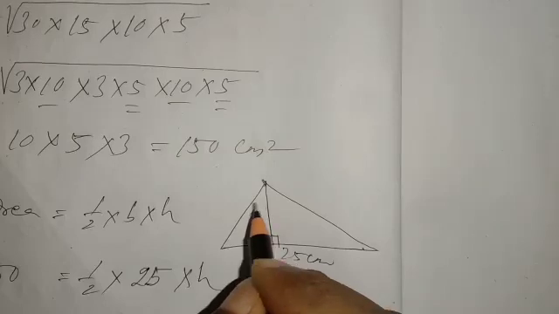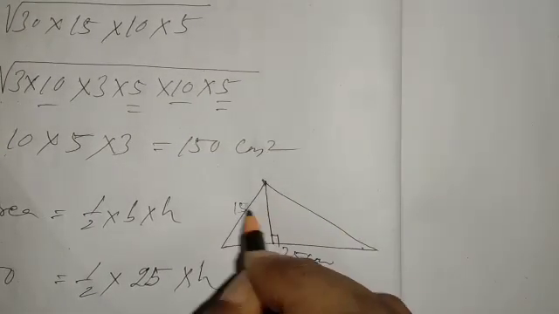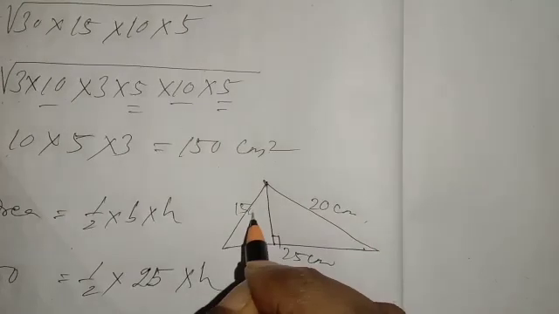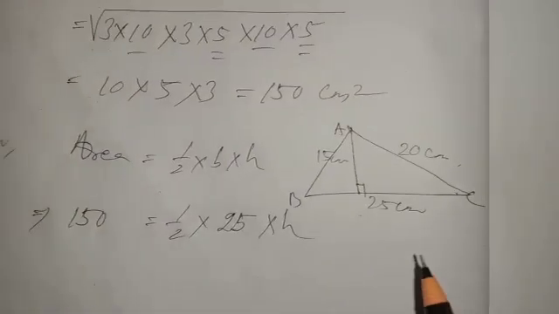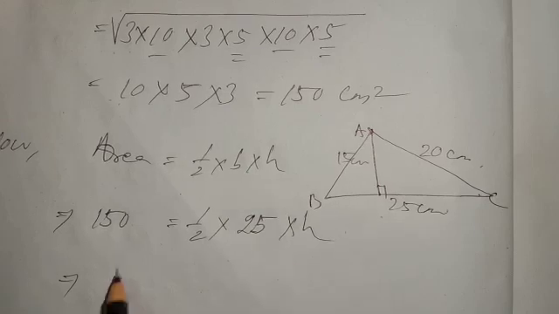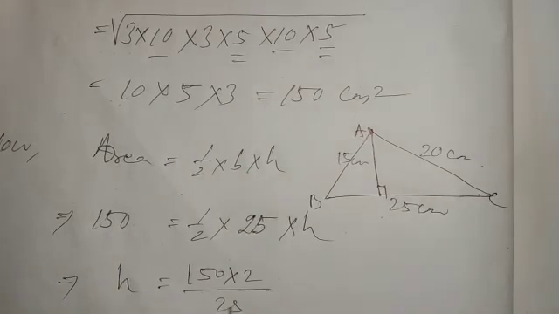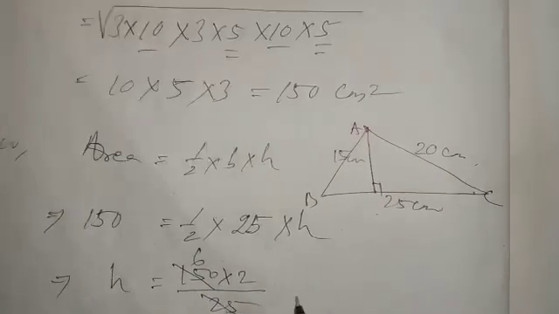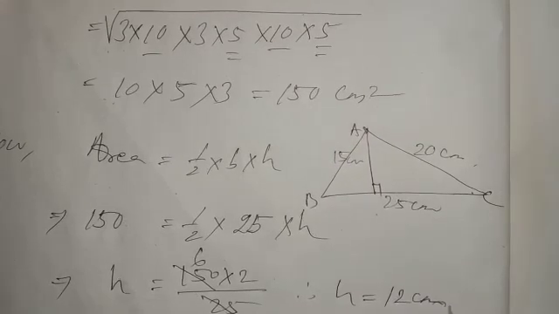This is the figure. One side is 15 centimeter, and another is 20 centimeter. Three sides are given like this. Suppose ABC is a triangle. Now, AC is equal to how much? 150 into 2 divided by 25. 25 sixes are 150. Therefore, AC is equal to 12 centimeter.